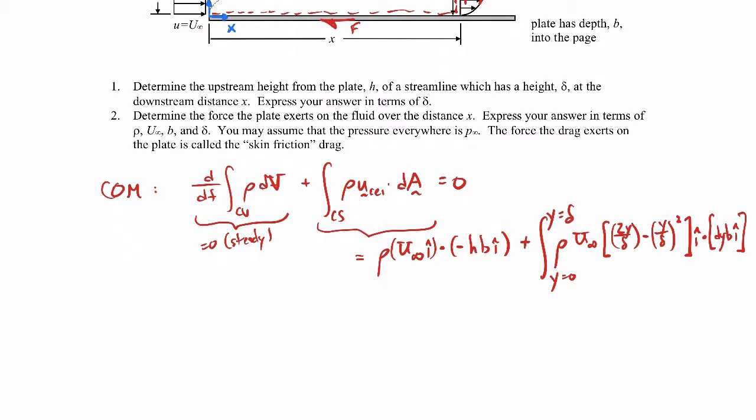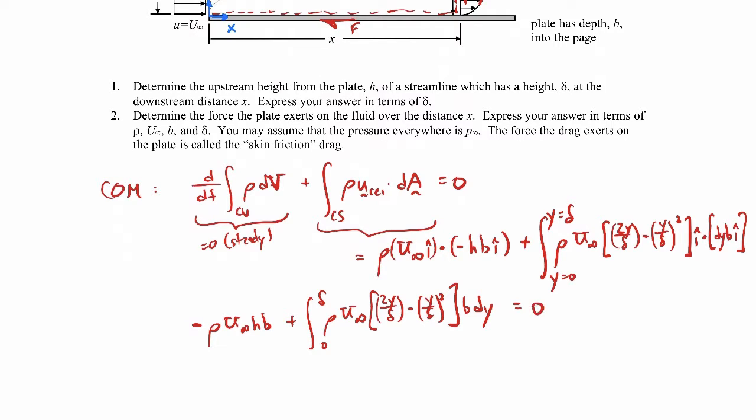All right, so let's go ahead and simplify this then. We can evaluate the first dot product, so we'll have a rho u infinity h times b, and then there'll be a minus there, because of the dot product. And then the next term will be the integral from 0 to delta of rho u infinity (2y over delta minus y over delta squared) times b times dy. And all that equals 0.